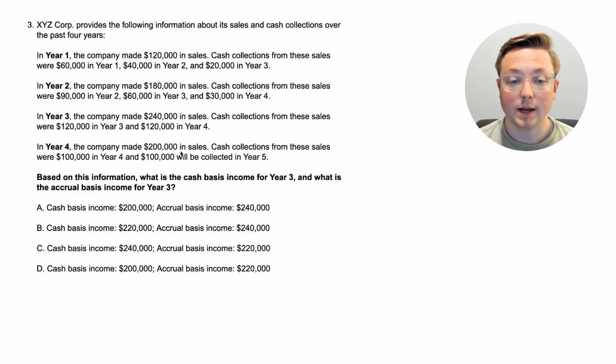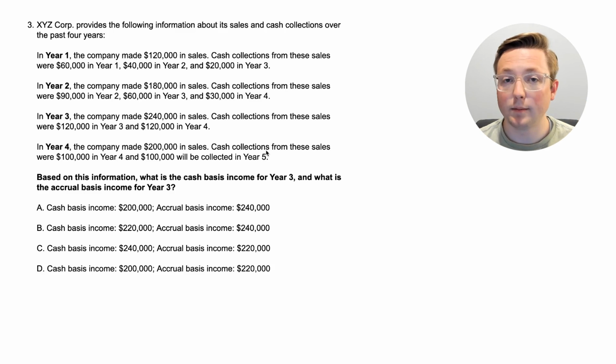In year 4, the company made $200,000 in sales. Oh, wait, none of this has to do with year 3 at all. So we don't even really need to read this last part, because we know we're only looking for year 3 amounts for cash and for accrual. So with all this information that we just read, I know it's kind of a lot of information, but specifically we're focusing on year 3. That should help you pick through and understand how to figure out the cash and the accrual income based off of the information here.